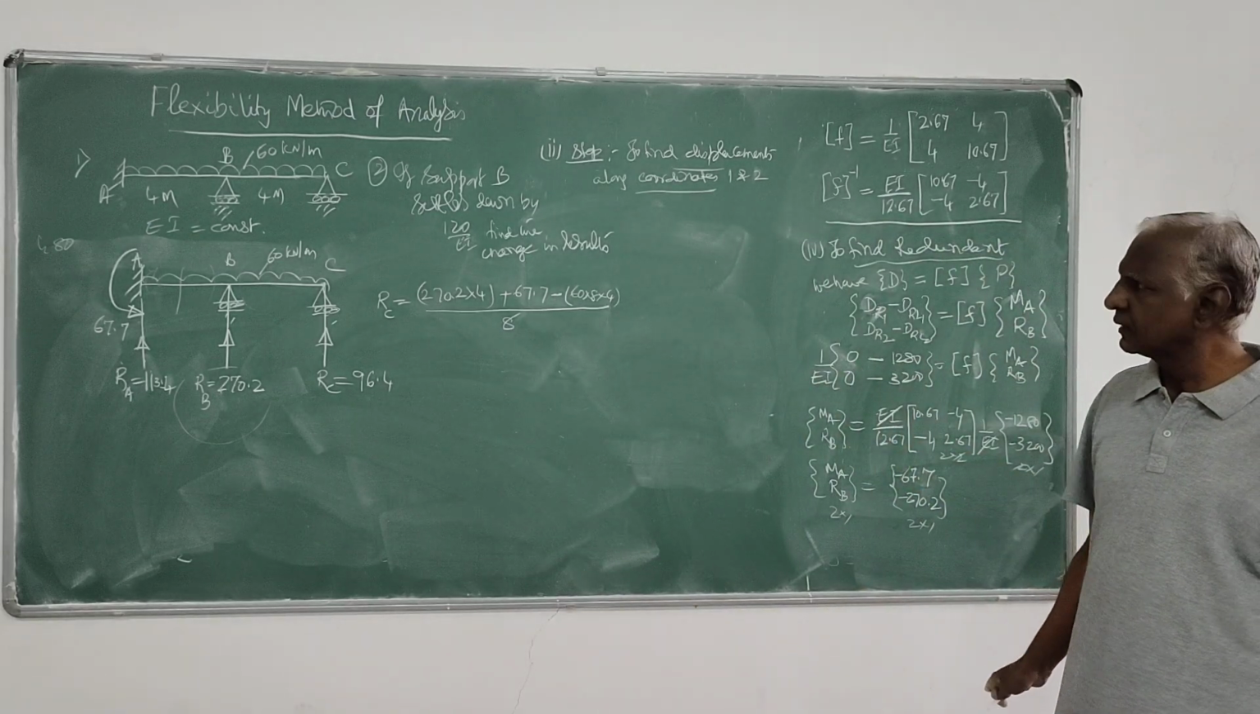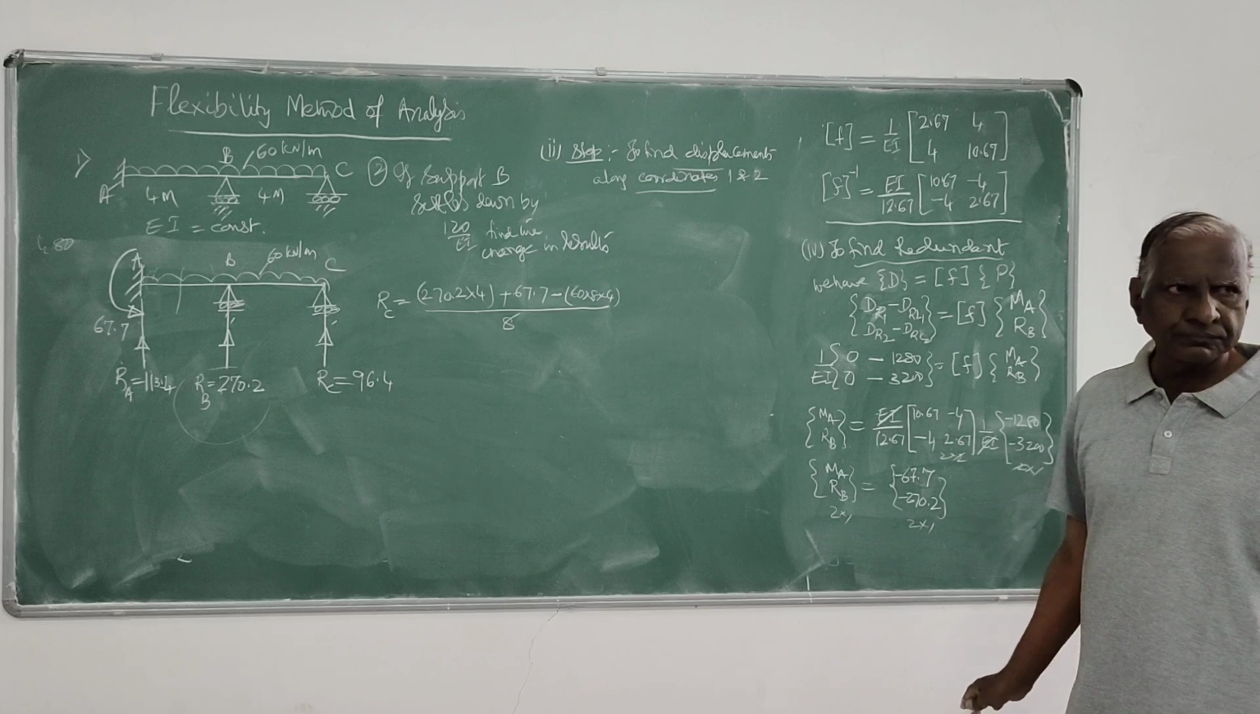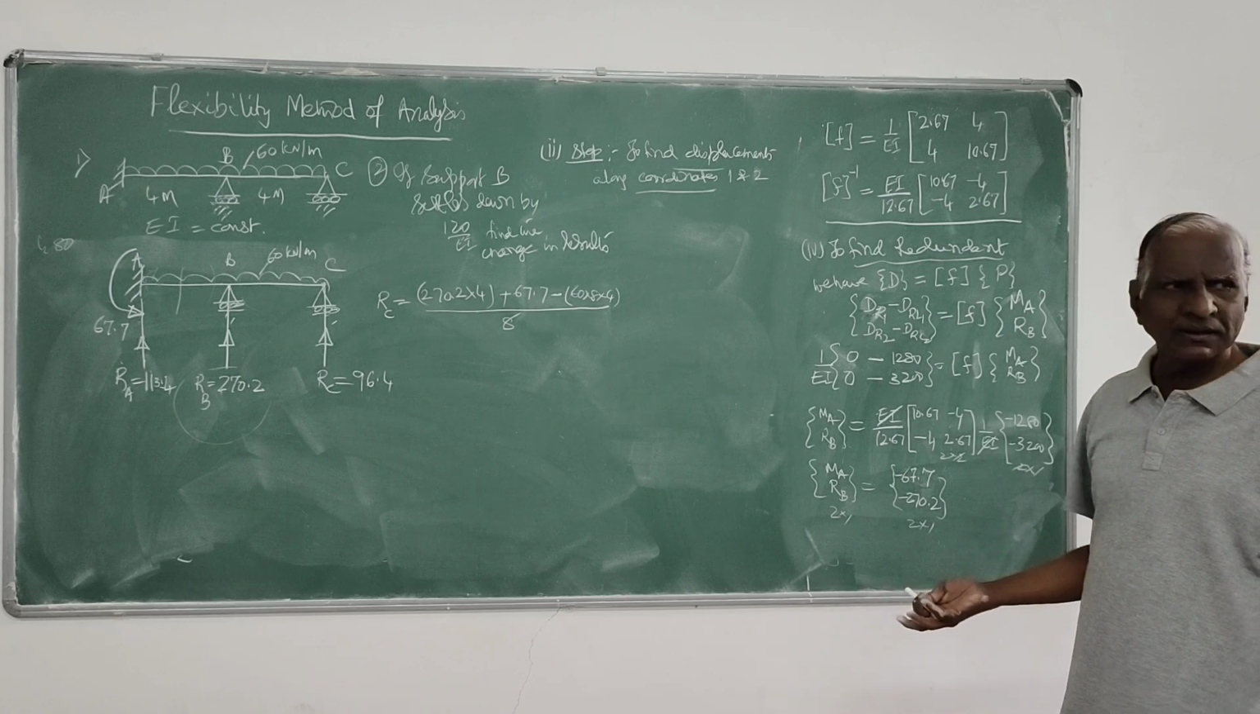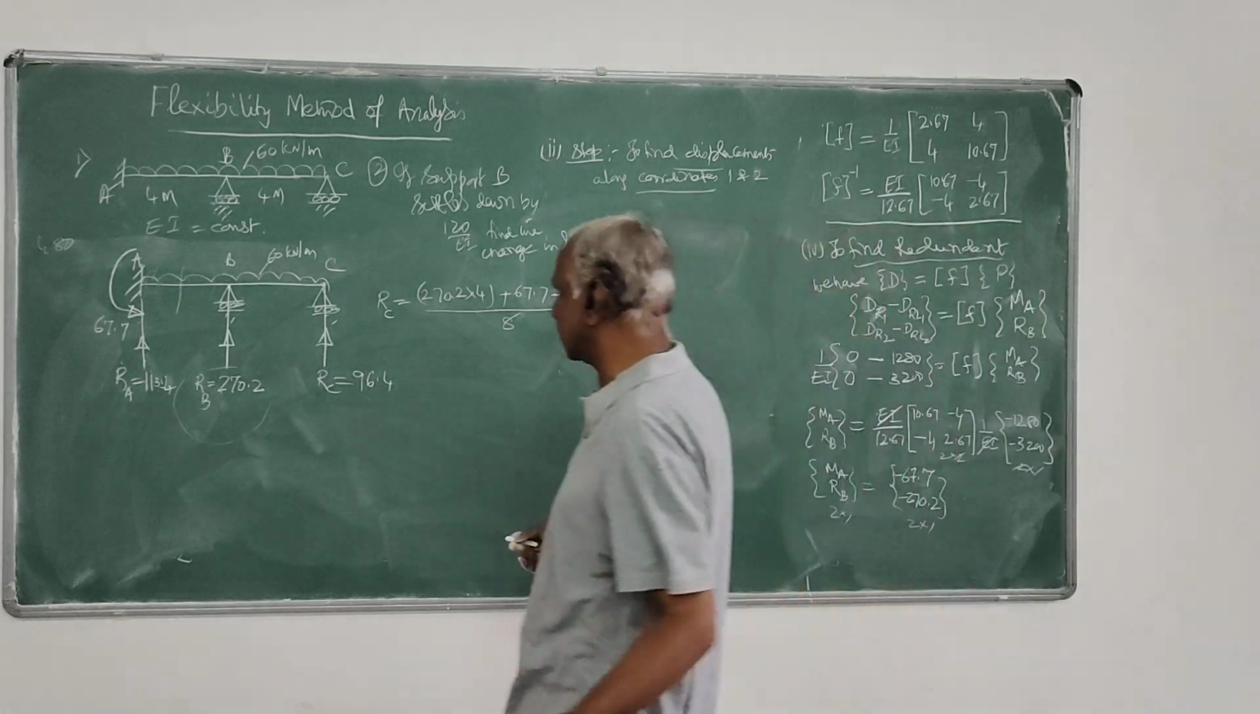Sir, and also when we are drawing the bending moment diagram, let's say a couple of 67.7, we have to show that separately for that value. That also can be done. So I will show you that.